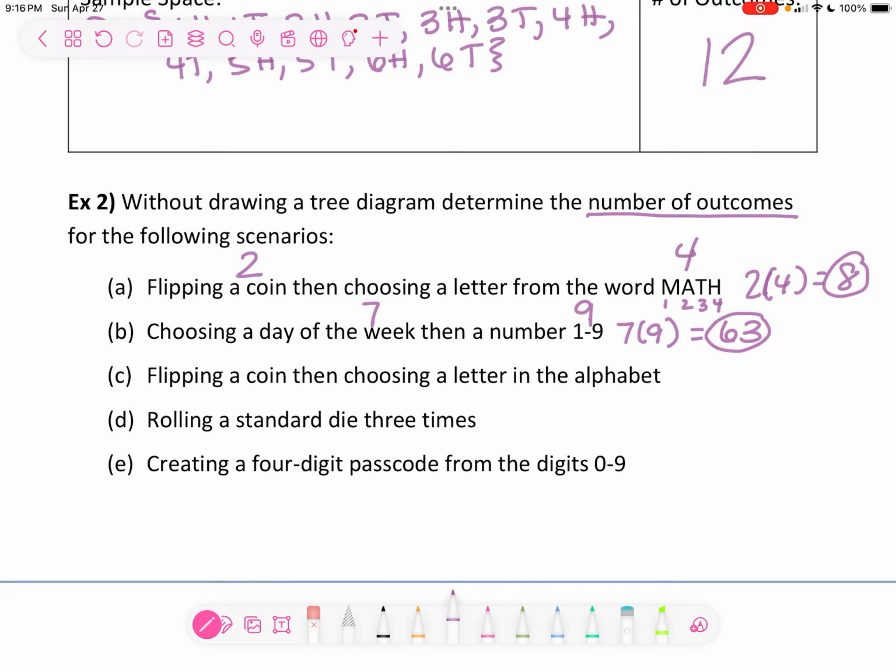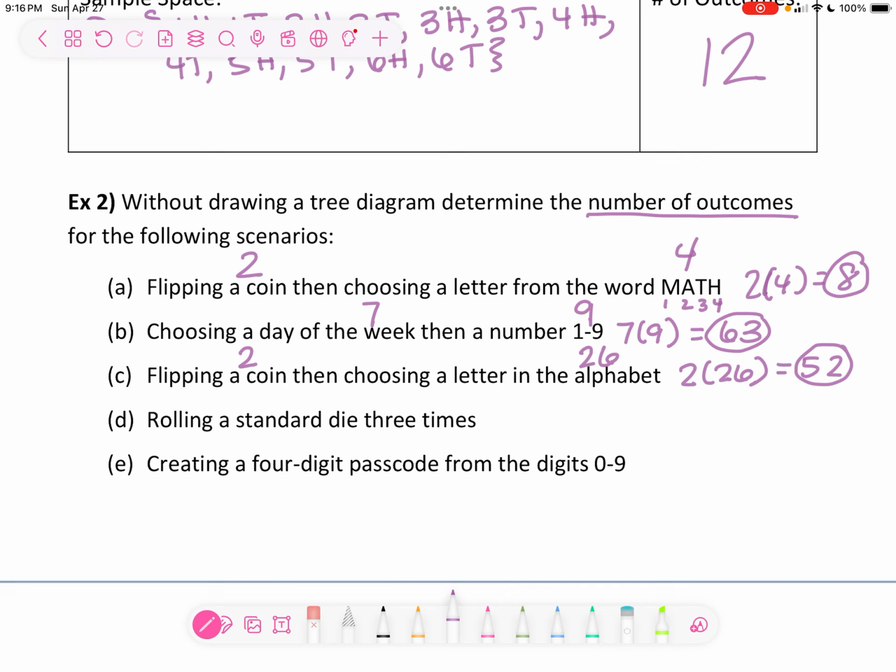Let's look at another one. Flipping a coin, then choosing a letter in the alphabet. Well, flipping a coin, there's still only 2 options, heads or tails. And choosing a letter in the alphabet, well, there's 26 letters in the alphabet. So now we have 2 options times the 26 from choosing a letter, and that's going to give us 52 total outcomes that could happen. 52 total outcomes.